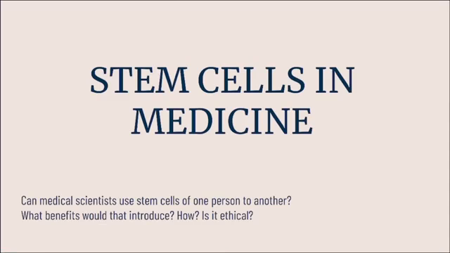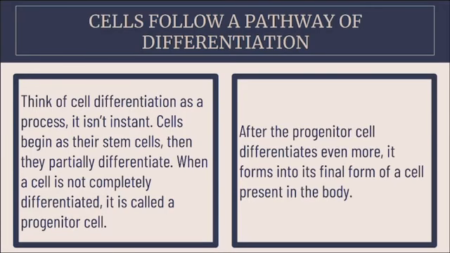Stem cells in medicine. Can medical scientists use stem cells of one person to another? What benefits would that introduce? How? Is it ethical? Cells follow a pathway of differentiation. Think of cell differentiation as a process. It isn't instant. Cells begin as stem cells, then they partially differentiate. When a cell is not completely differentiated, it's called a progenitor cell. After the progenitor cell differentiates even more, it forms its final form of a cell present in the body.